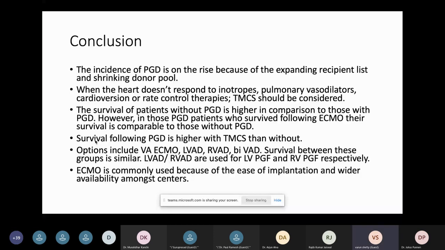Options include, for mechanical circulatory support, there are various options. Most commonly ECMO. Sometimes, if it's only an isolated single ventricle problem, then an LVAD and an RVAD can be considered. And if you're very sure that the lung is not to be blamed, then a BiVAD can be used. ECMO will be most commonly used because of the ease of implantation and its wider availability.